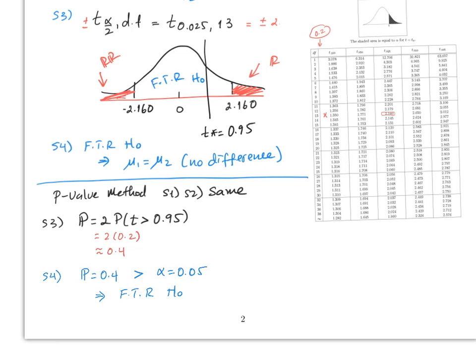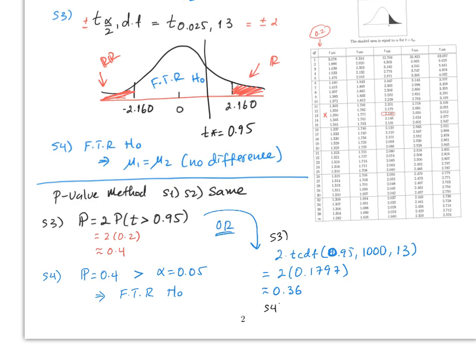Now if you want to use a calculator for this step, then this will be 2 TCDF. The lower bound is 0.95, the upper bound is 1000, and then you need 13 degrees of freedom. So this will give you 2 times 0.1797, which is around 0.36. And this is step 3.